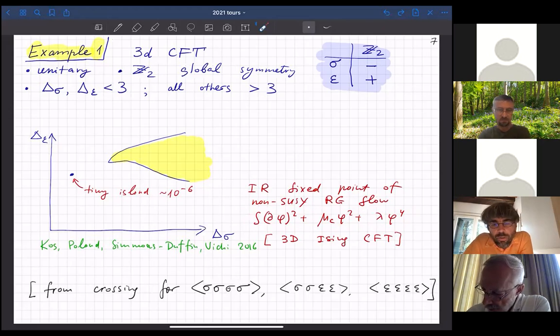So this is what I call pretty miraculous, because this plot has been obtained by imposing just 3 crossing constraints for these 3 correlation functions: sigma sigma sigma sigma, sigma sigma epsilon epsilon, and epsilon epsilon epsilon epsilon. And moreover, each of these constraints is a functional equation, so it contains kind of 3 times infinity number of constraints. This infinity is being truncated to a finite number to do some numerical analysis, and then you get this plot.